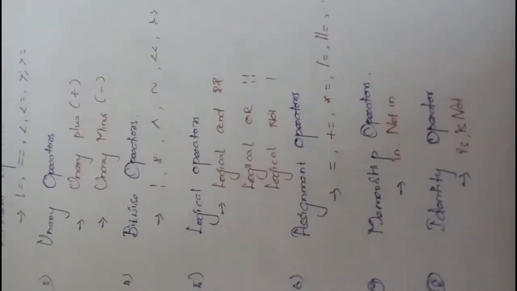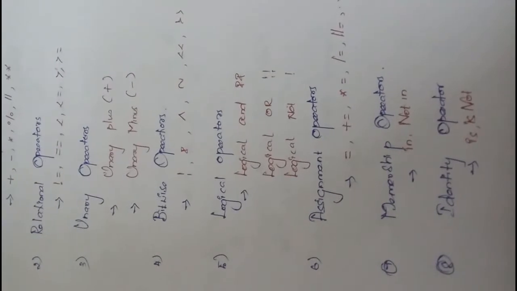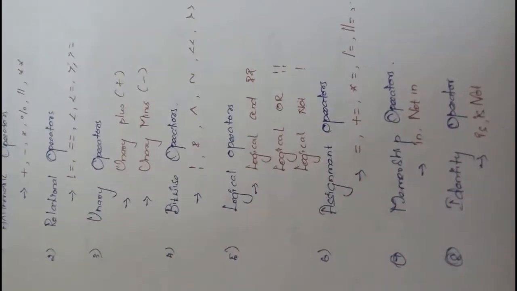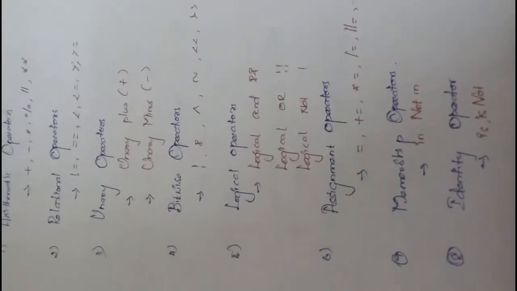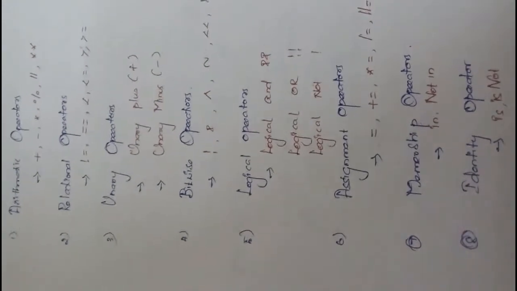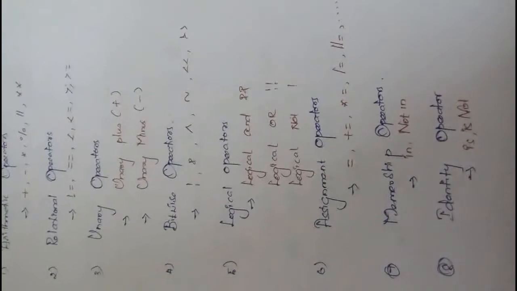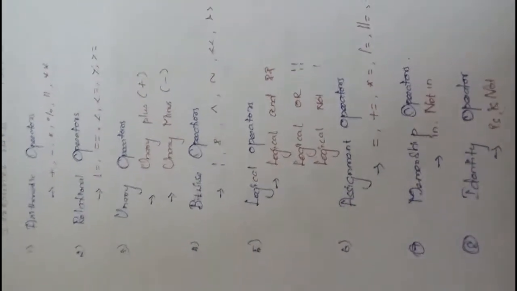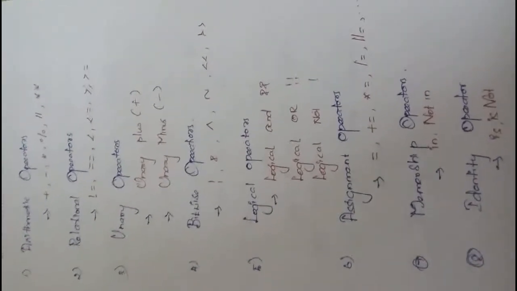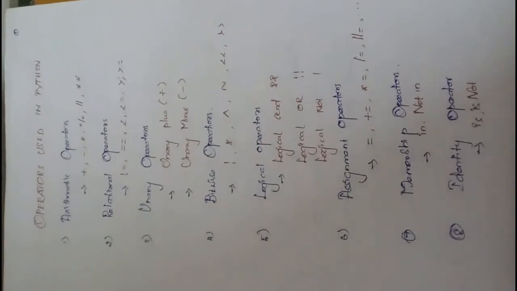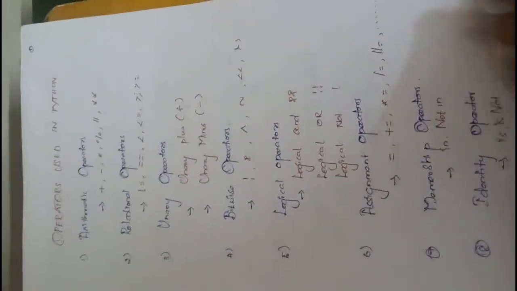The next one is membership operators: in and not in. That means whether a particular variable is present or exists or not. In such cases we can use the membership operators. Next one is identity operators, is or is not. We'll see later with an example. So these are the 8 common operators that we use in Python programming.